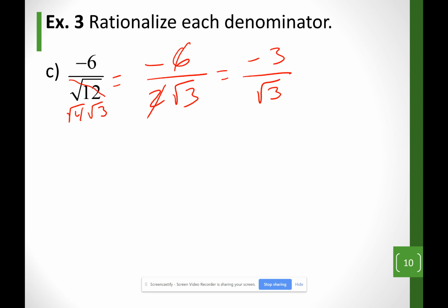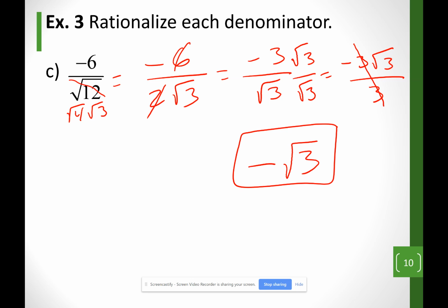I have a radical at the bottom. Let me multiply top and bottom by that radical, radical 3 over radical 3. So on the top, I have negative 3 radical 3. At the bottom, I have 3. 3 divided by 3 cancels out. So I'm going to have a negative radical 3.